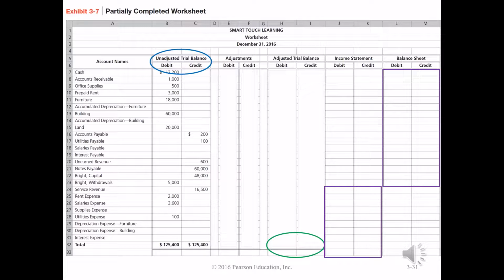Then we make adjusting journal entries. Those are usually journal entries that happen at the end of a period that are made in order to get our revenue accounts correct and our expense accounts correct. We need to post those journal entries to our ledger accounts, and once we do, we have new balances that we need to put into an adjusted trial balance.